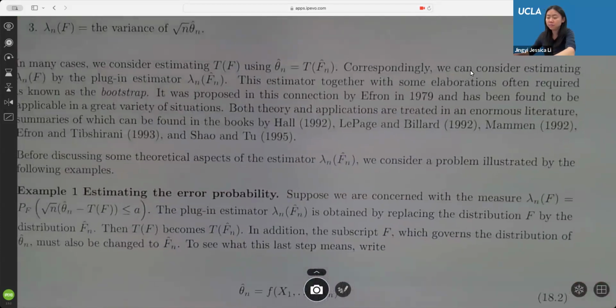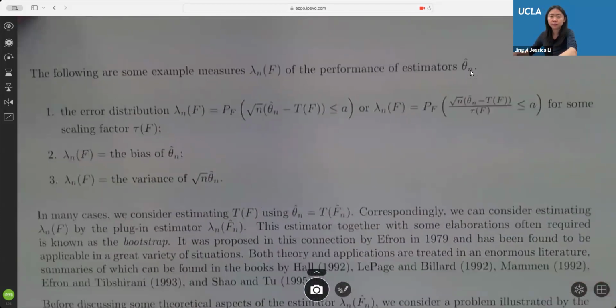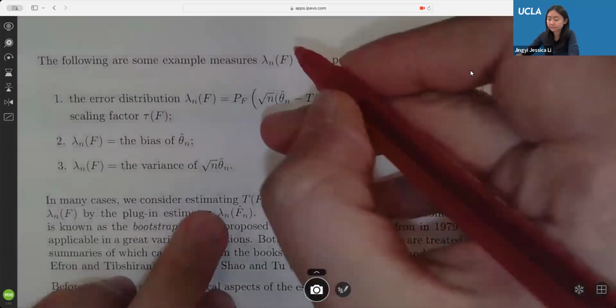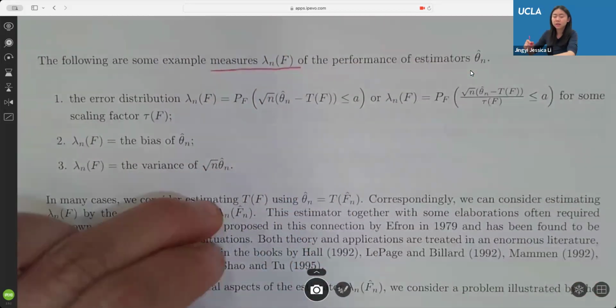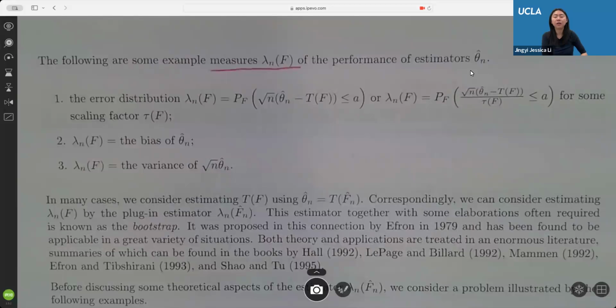And the following examples are measures. We write lambda n at F for the performance of the estimator theta hat n. So what do we mean by that? Essentially, we are trying to evaluate an estimator theta hat n under distribution F. Okay, that's the purpose.